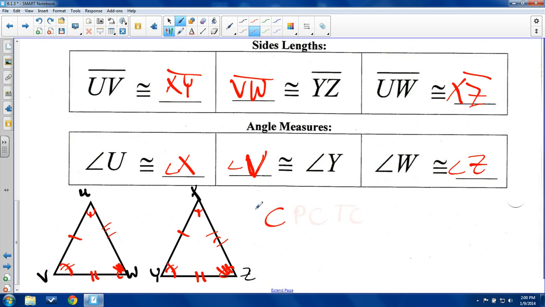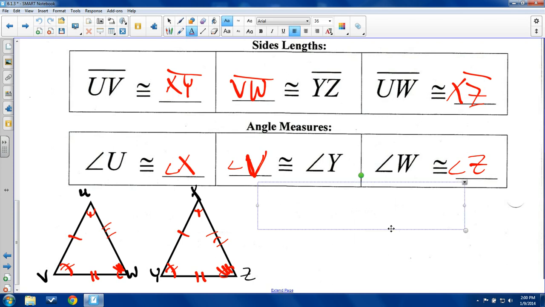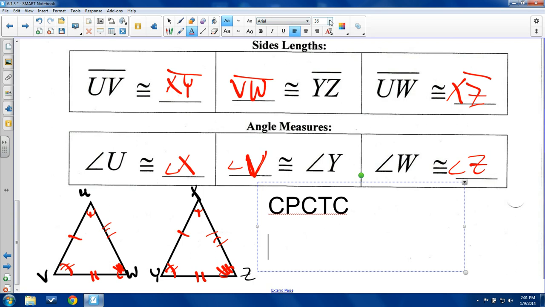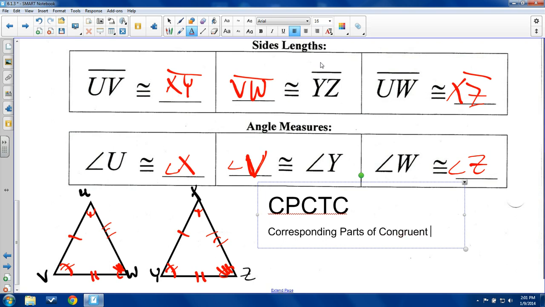CPCTC. Let me write it the other way actually. I'm going to write this out. In fact, I'm going to type it for you. This will be fun. Alright, this is CPCTC. This means, let me make it a little smaller. This means corresponding parts of congruent triangles, I can't spell, are congruent. You can see the CPCTC, corresponding parts of congruent triangles are congruent.